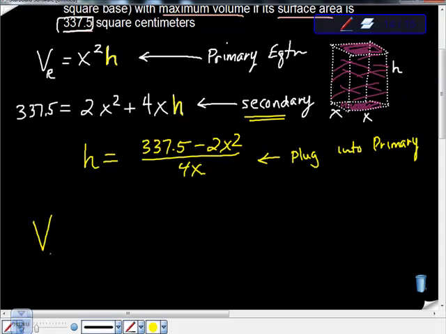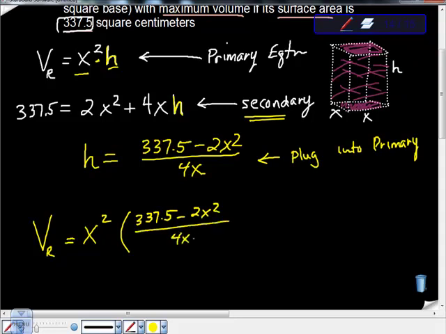I'm going to say that I want the volume of a rectangle to be maximized. I start with this x squared, which is obviously this one. But this h right here is this h, and it says clearly that h is this. So I'm supposed to multiply times h, and h is 337.5 minus 2x squared all over 4x.